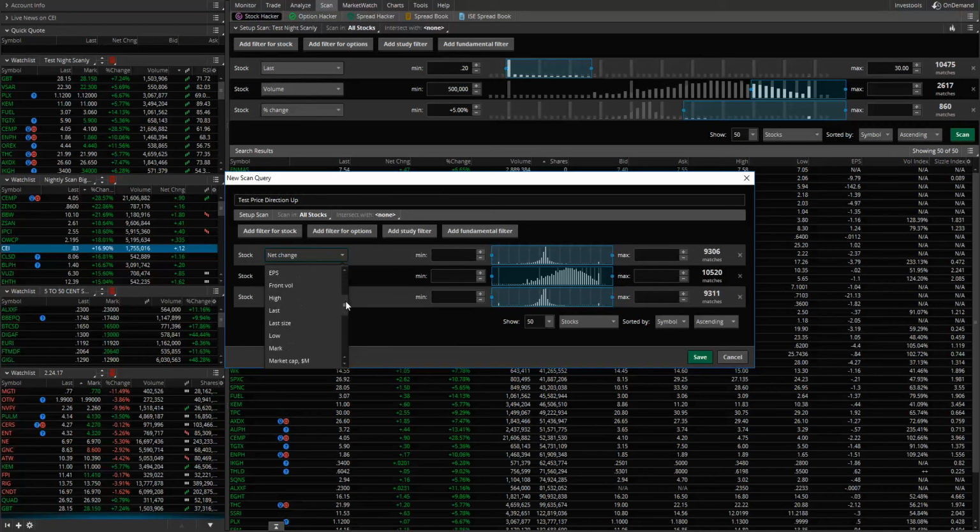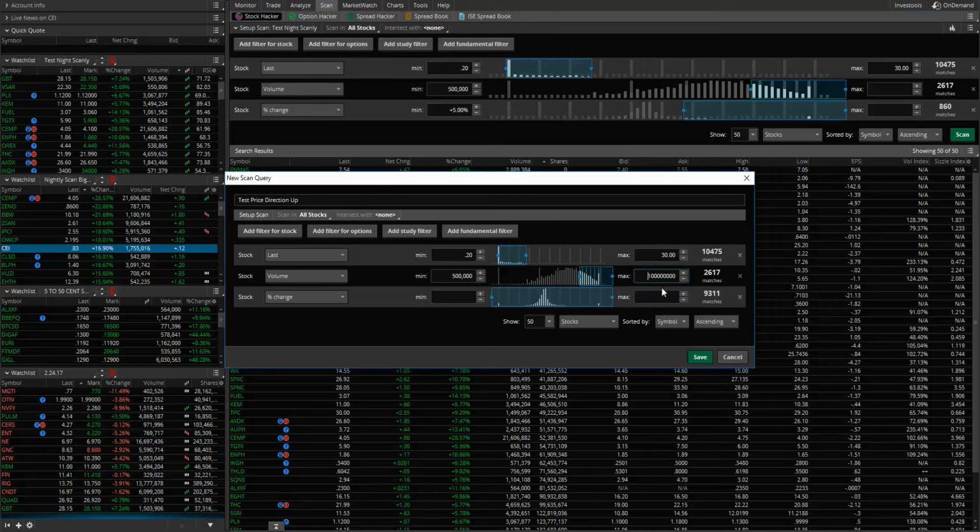What I do is I go to last, and I'll do 0.20 and $30. You can make this as much or as little as you want. And for volume, at the market open, if you want to catch things a little quicker, you can use a smaller range, like 400,000 shares or 300,000. It's really up to you. Me, I'm going to keep it.